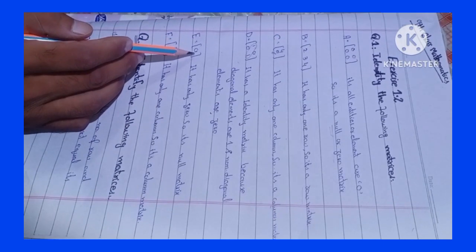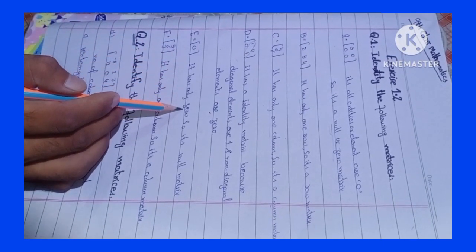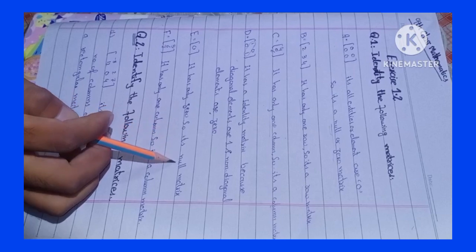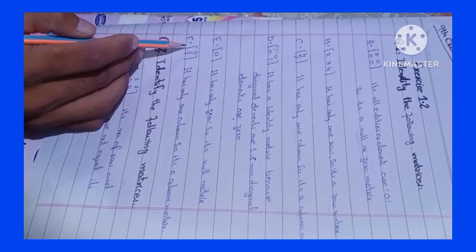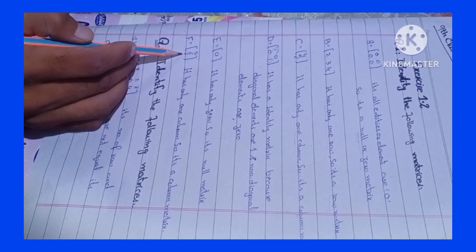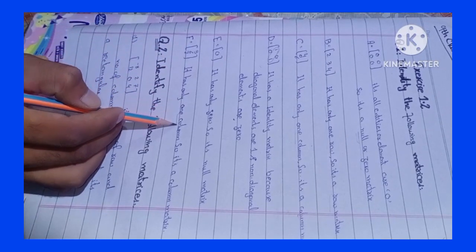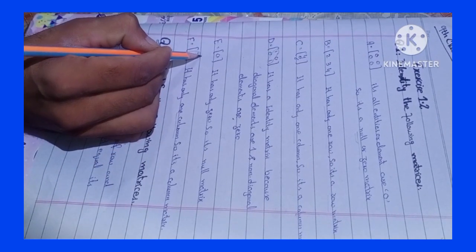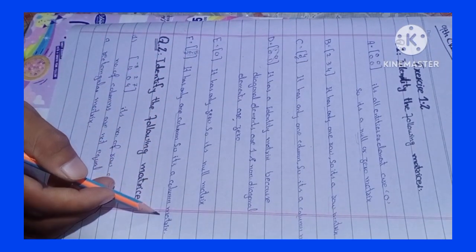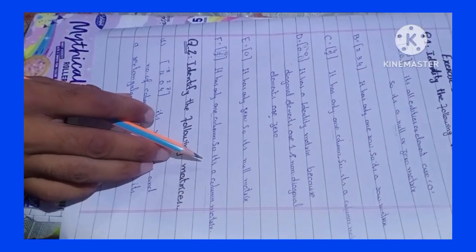Matrix E has only a 0 element. It has only 0, so it is a null matrix or zero matrix. Matrix F is 5, 6, 7. It has only one column, arranged vertically, so it is a column matrix.